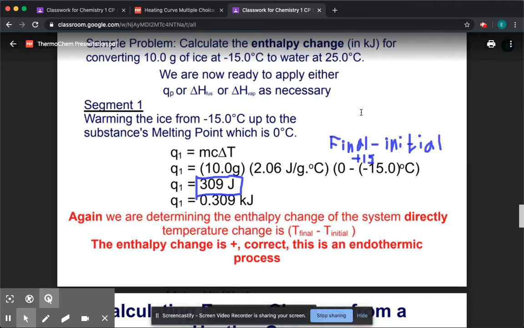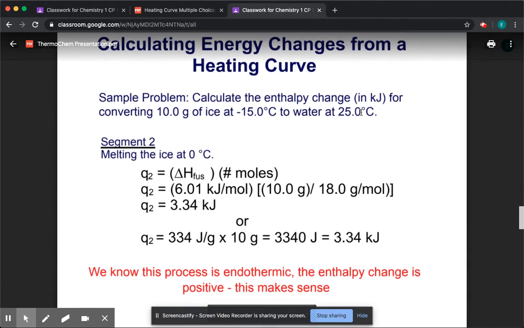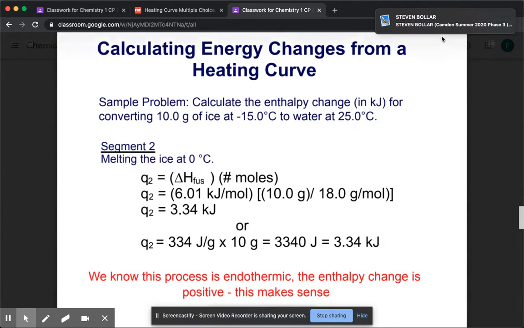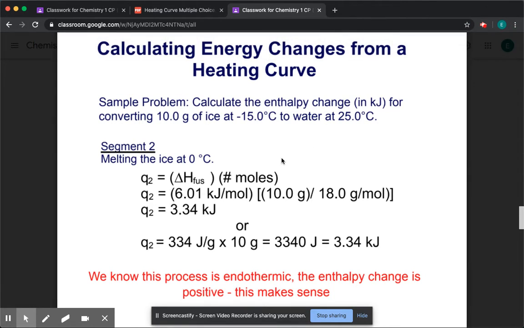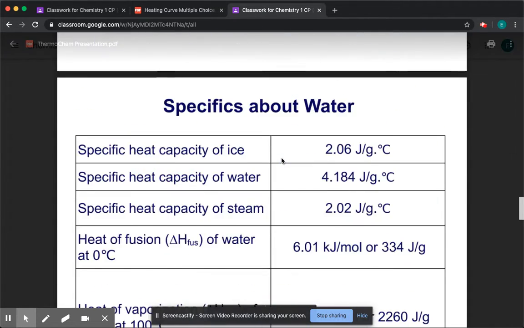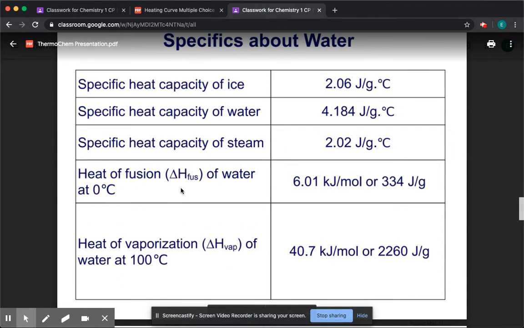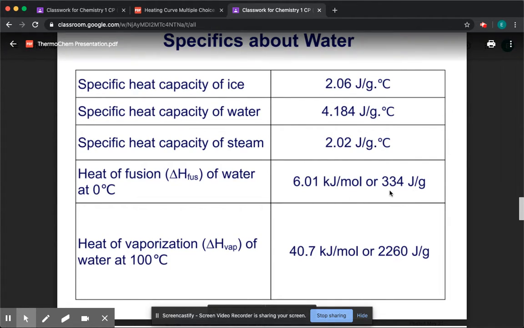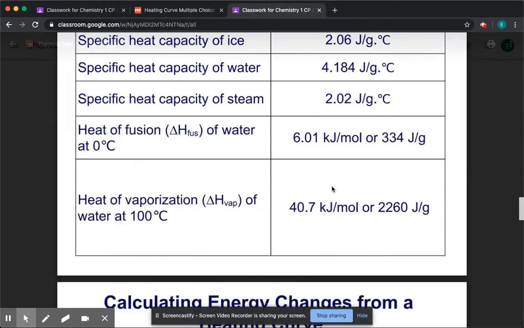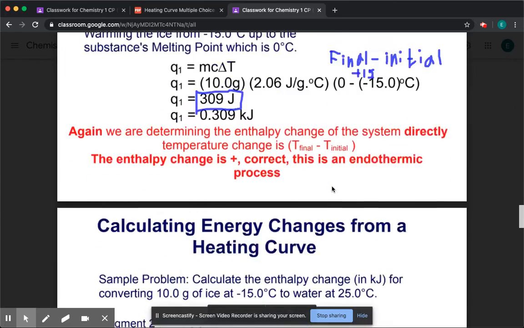So now that's to heat it up. Now we have to melt it. To melt the ice, we need the heat of fusion. Okay? So the heat of fusion, this is for melting. It's for melting and freezing, but in this case, we're melting. You can do it in kilojoules per mole, or you can do it in joules per gram. Okay? So you can use either or. Since the problem is in grams, we should be using the 334 joules per gram one. Okay?